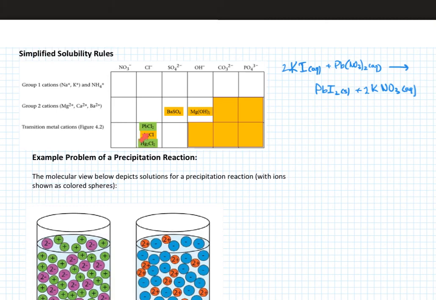Now, again, if you look at that last table, there's even more details about slightly soluble versus soluble. This is a simplified table. It'll get you maybe 85% of the reactions you could possibly come across. But it's a simpler and quicker way to figure out solubility rules.